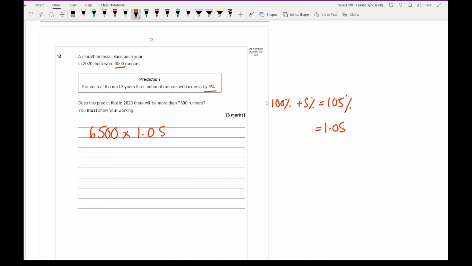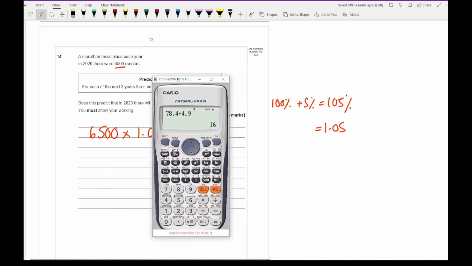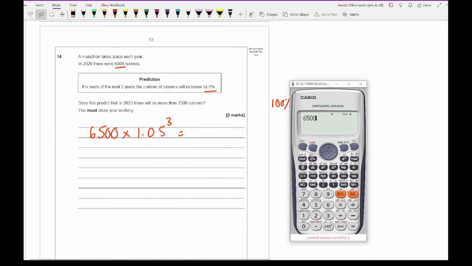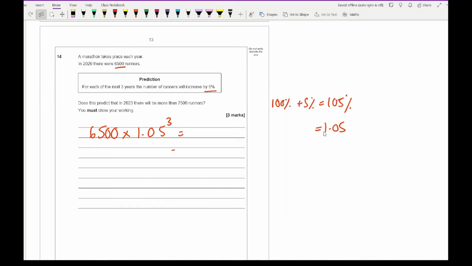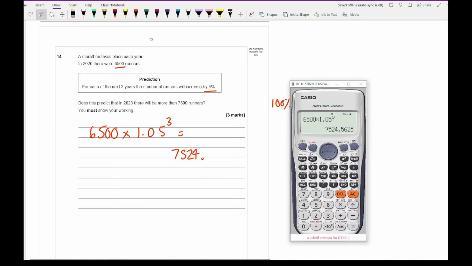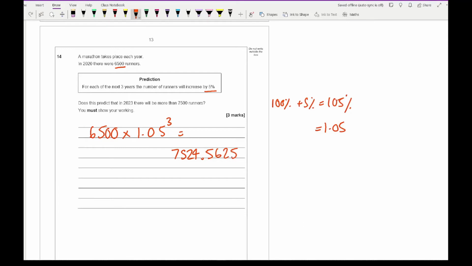Now how many years difference is there? Well, there's 3 years difference, so multiply that to the power of 3, and what I then want to do is type that into my calculator. So we've got 6,500 multiplied by 1.05 to the power of 3 equals, and it gives me an answer of 7,524.5625. So going back to the question, does this predict that there'll be more than 7,500? Well, the answer is yes, it does.